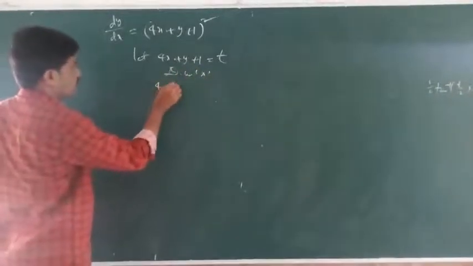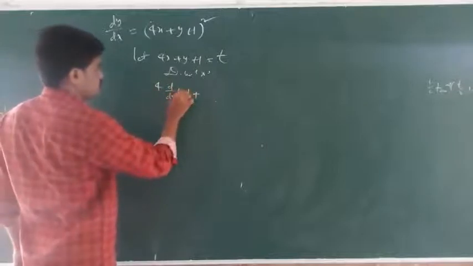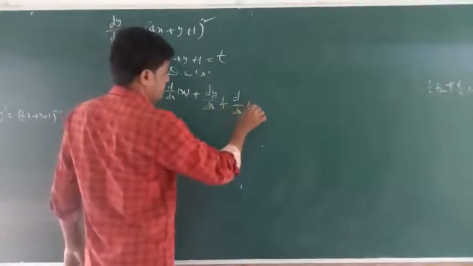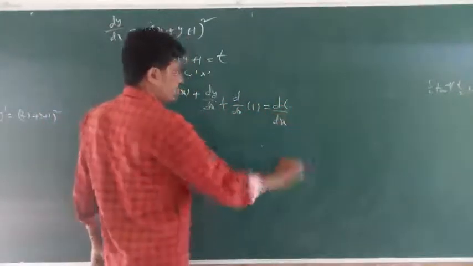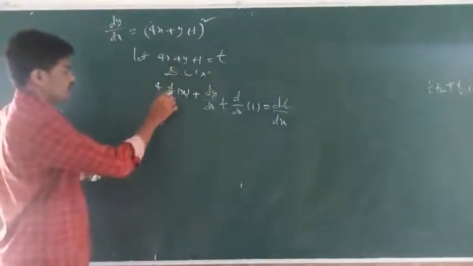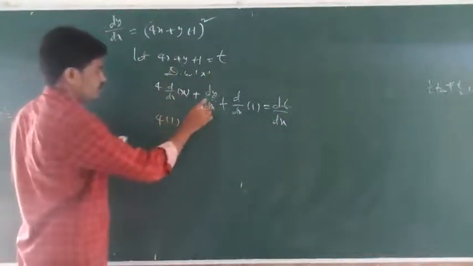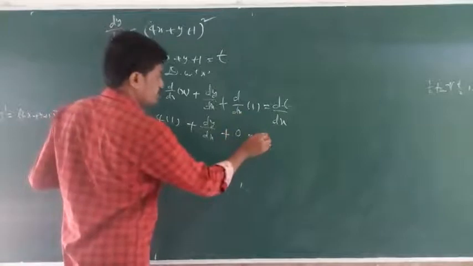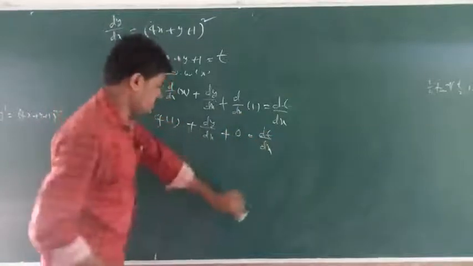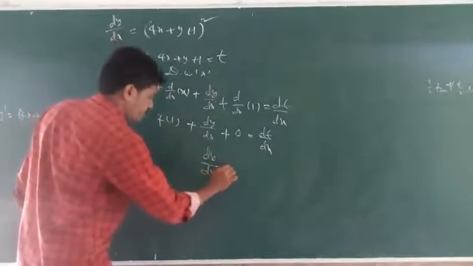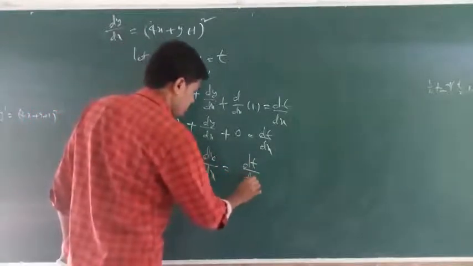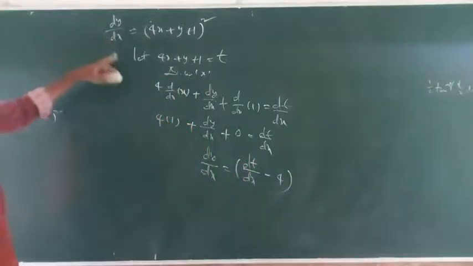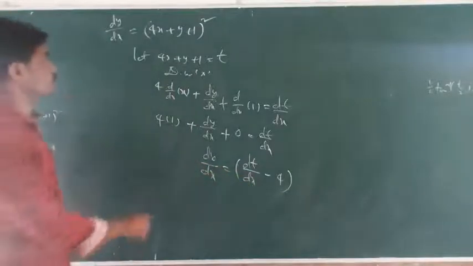So 4 into d by dx of x, plus dy by dx, plus d by dx of 1, and this side dt by dx. So 4 into the derivative of x, which is 1, plus dy by dx, plus the derivative of the constant, which is 0, equals dt by dx. So finally dy by dx is nothing but dt by dx minus 4.